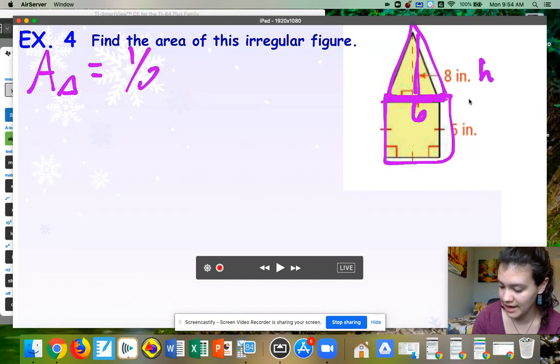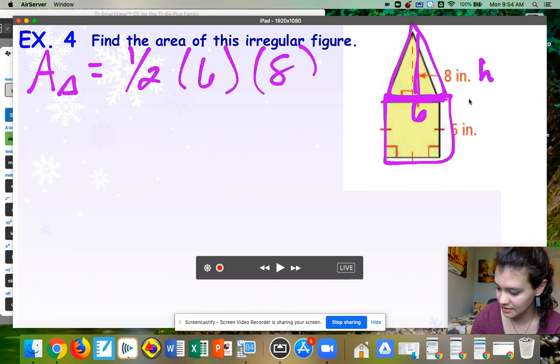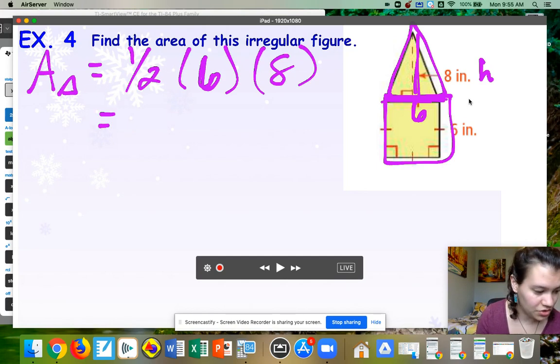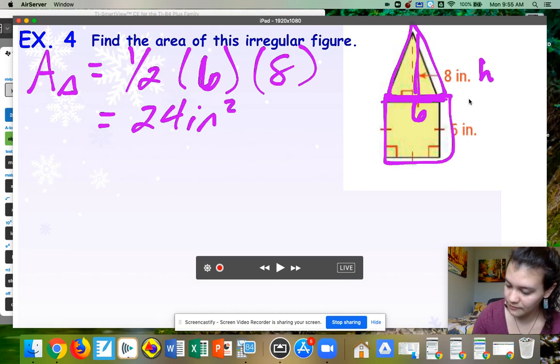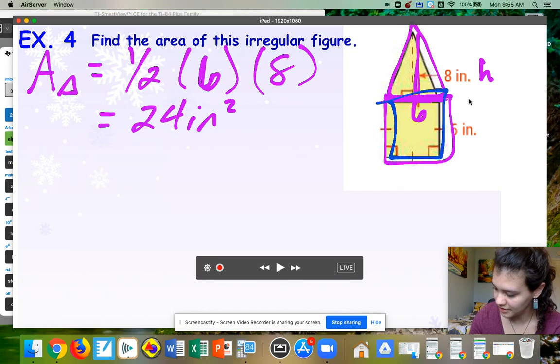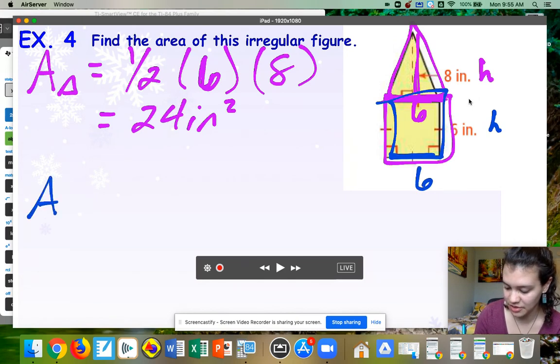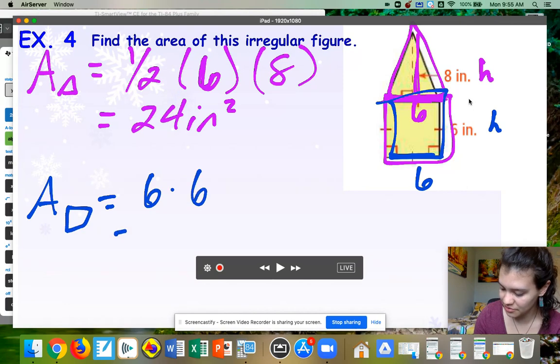So you want 1/2 times the base of 6 times the height of 8. And then again, if you type this into a calculator, you should end up getting 24 inches squared. And then we're going to go and do this square right here. So here's our height is 6. The base is also going to be 6. So if we do the area of our square, you want 6 times 6 or 36 inches squared.